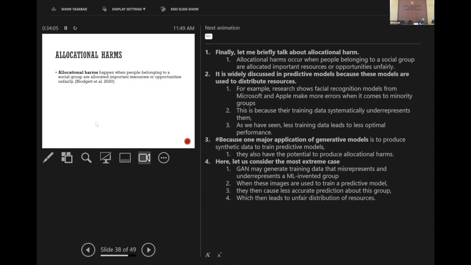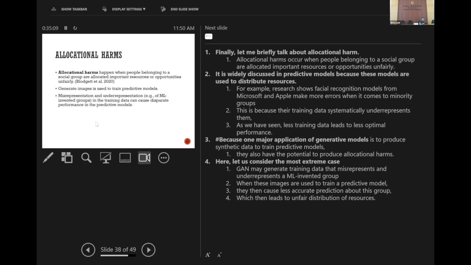Finally, let me briefly talk about allocational harm. Allocational harms can happen when people belonging to a particular social group are allocated important resources or opportunities unfairly. This is widely discussed in the predictive model literature because they can be used to distribute resources, right? For example, in the criminal justice system or loan approval systems. One famous example here is that research shows that facial recognition models developed by Apple and Microsoft tend to make more errors and have lower performance when it comes to minoritized groups. This is because their training data systematically underrepresent them. And as we've seen in the generative model context, less training data leads to less performance, right?